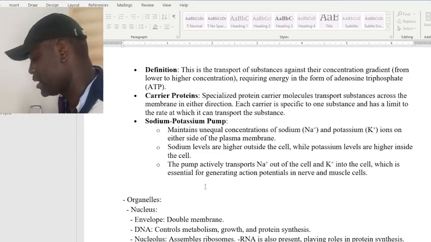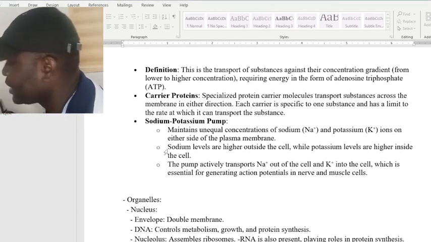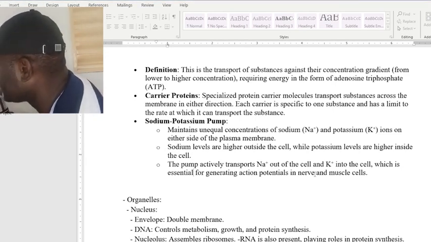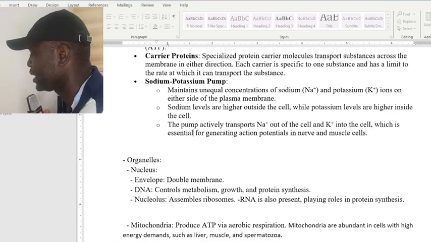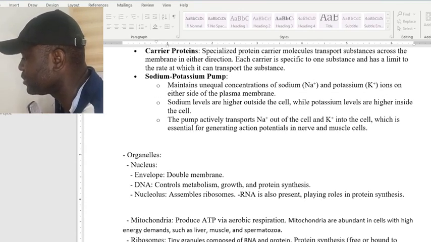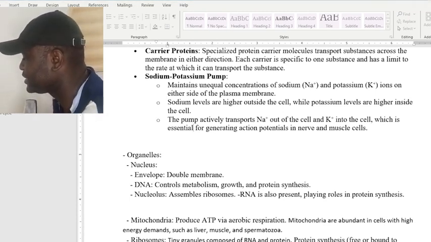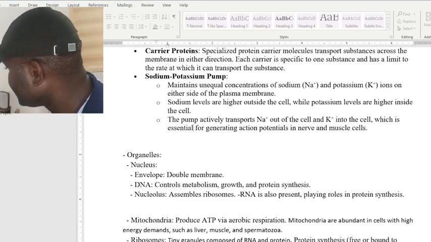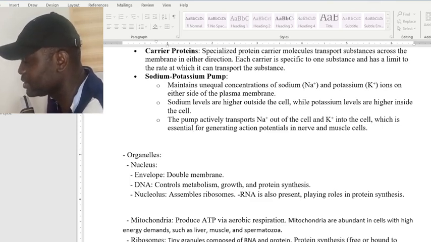Okay, now we move to the organelles that are inside the cell. Let's start from the nucleus. The nucleus has a nuclear membrane, or you can say it has a nuclear envelope, and this nuclear membrane is a double membrane. Then also in the nucleus we have DNA, deoxyribonucleic acid. The DNA controls metabolism and protein synthesis.